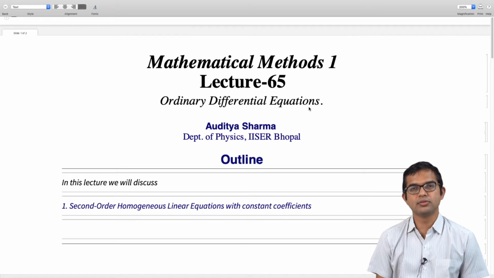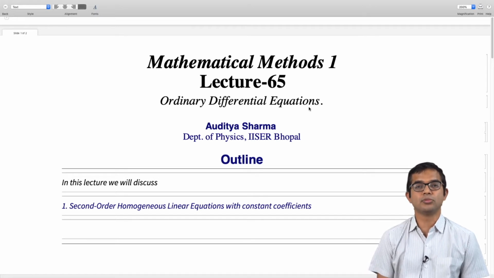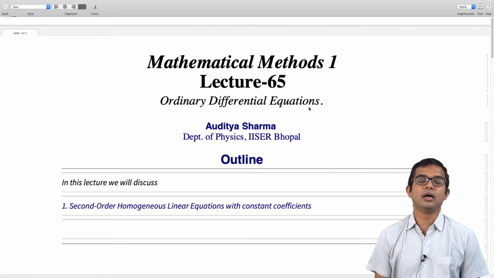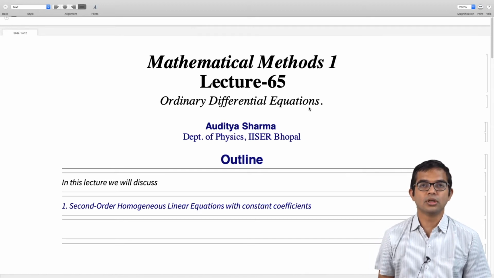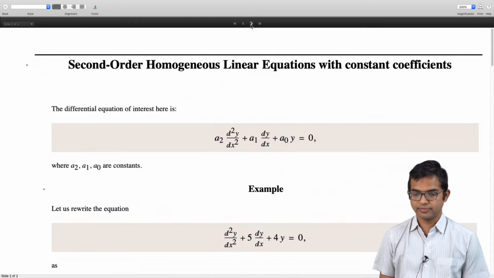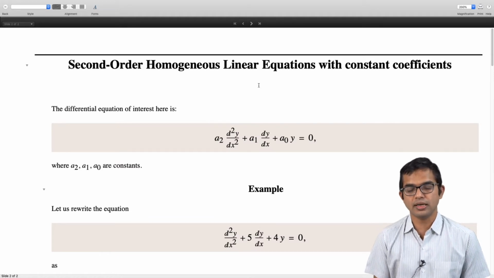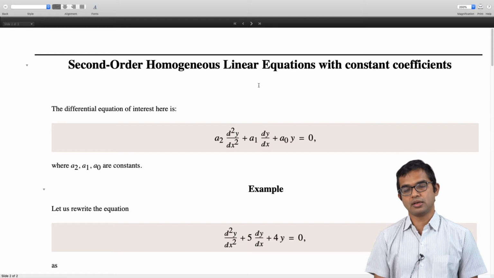I will give you the explicit form in a moment. But in this lecture we are going to discuss second order homogeneous linear equations with constant coefficients. We will lay down the method for solving such differential equations. Okay, so the differential equation of interest is the following. You have a2 times d squared y by dx squared plus a1 times dy by dx plus a naught y is equal to 0.